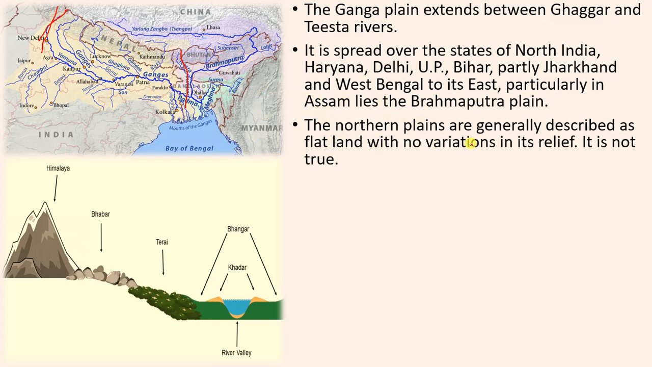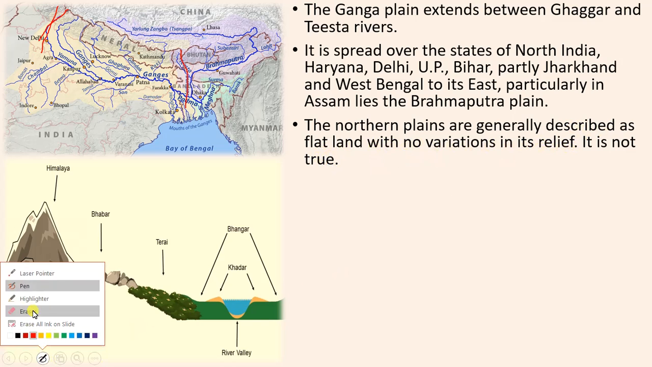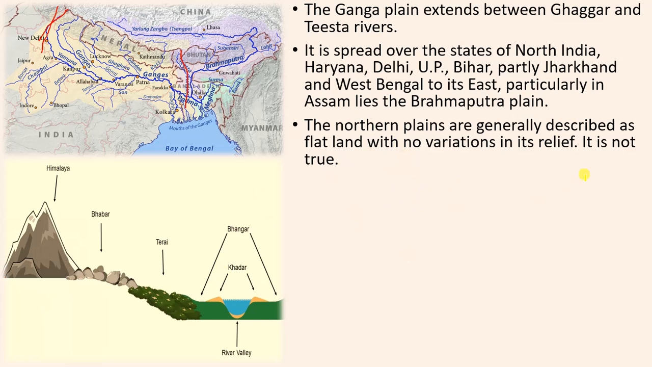The northern plains are generally described as flat, with no variation in relief. Relief, you know, is plains, plateaus and mountains; depending on their slopes and the peaks, we divide the features of land. So there is generally little or no variation in the relief. A gentle slope is seen. These vast plains also have diverse relief features. So this vast plain has different types of relief features also.